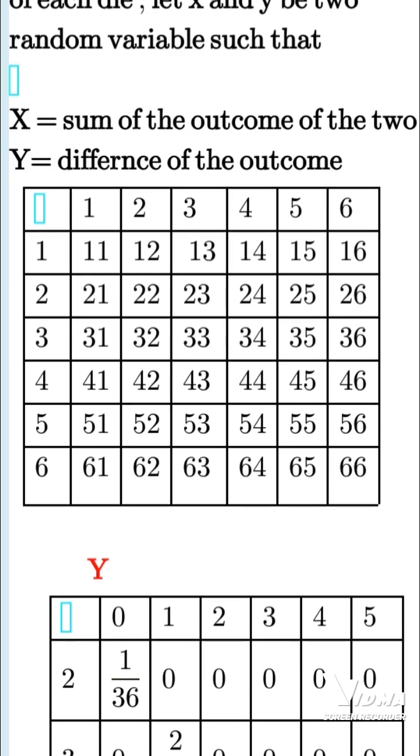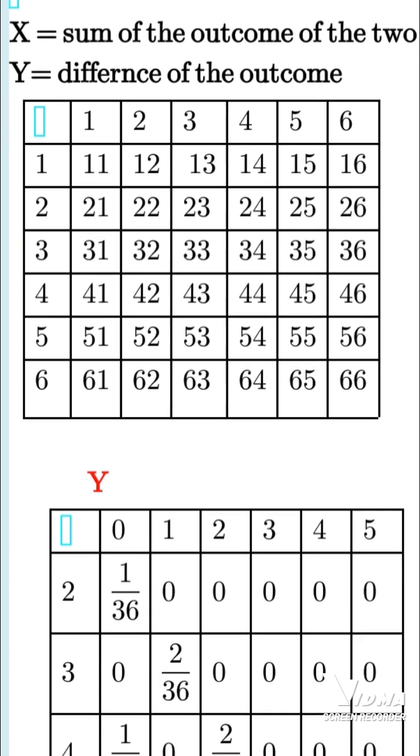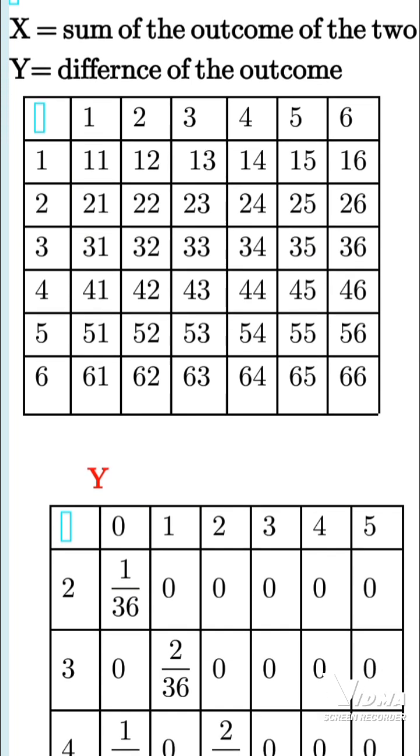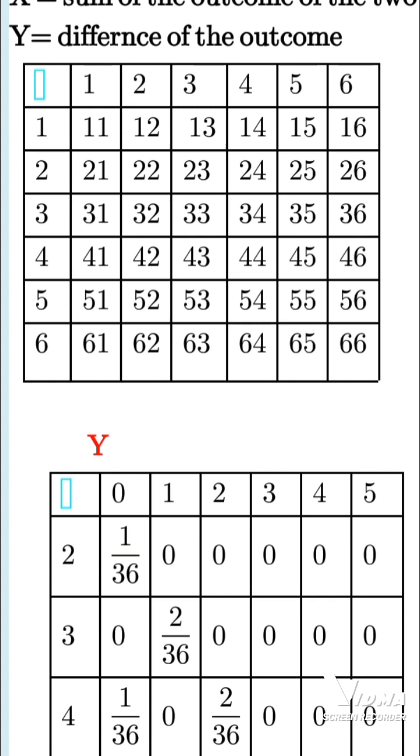So since they already told us that x should be the sum of the outcome of the 2 dice and y the difference of the 2 dice, you see that when we have 1 minus 1, we have 0. Then we keep on adding. We have 1, we have 2, we have 3, we have 4. We can only have a maximum of 5 for the difference of the outcome.